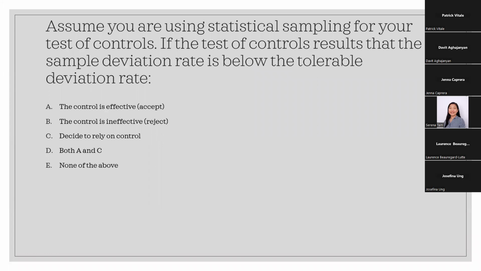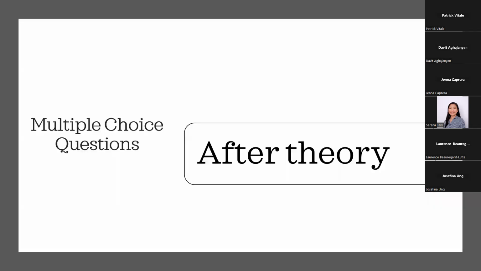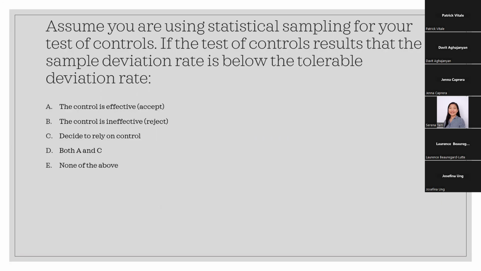Okay, so assume that you're using statistical sampling for your test of controls. If the test of controls results in a sample deviation rate below the tolerable rate, then what happens? Patrick, you asked me the question before, if it's above TM or if it's below TM. So what are we thinking here?